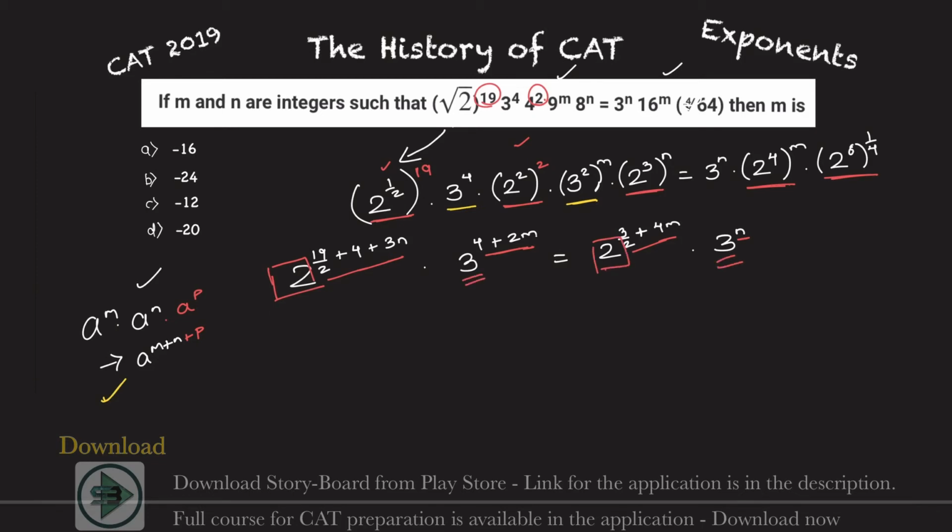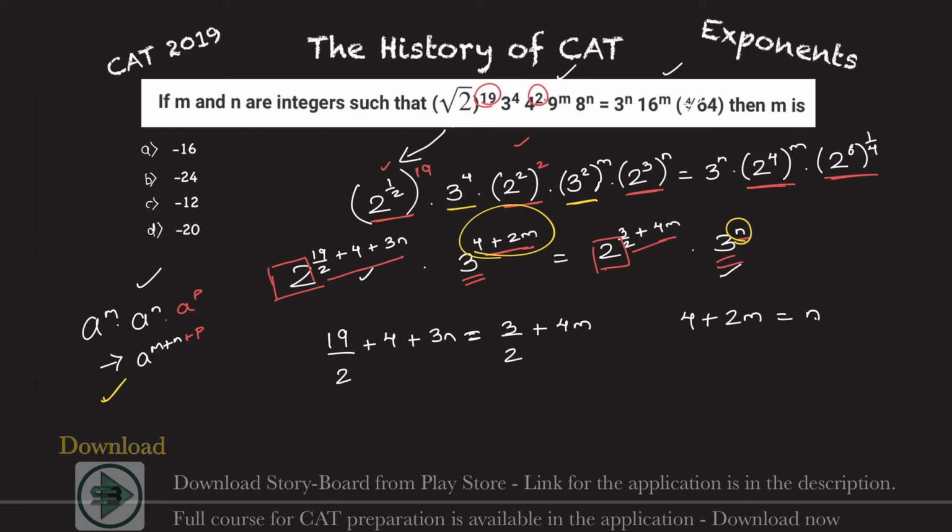So ideally what can I say from this? The indices will be equal. 19 by 2 plus 4 plus 3n should be equal to 3 by 2 plus 4m. This is how I compared their indices, and if I compare the indices of this, 4 plus 2m is equal to n, where I am comparing just this with this. Again, laws of indices is what we are working on.